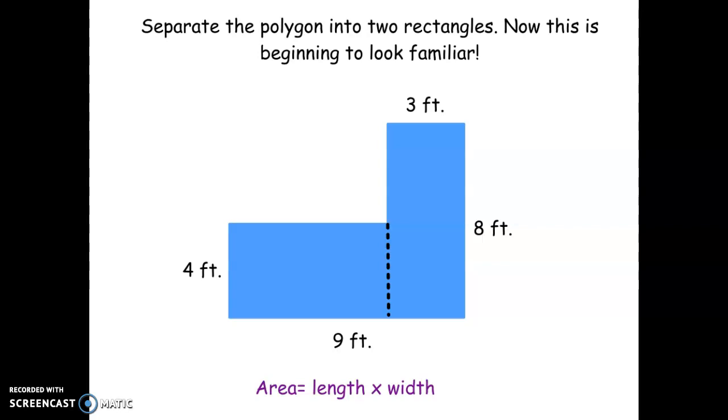Well, the first thing you're going to do is separate the polygon into two rectangles. Well, now things are starting to look a little more familiar. I recognize one distinct rectangle here and another distinct rectangle here. I'm feeling like this is going to be easy enough to solve. So let's take a look at what we do next.